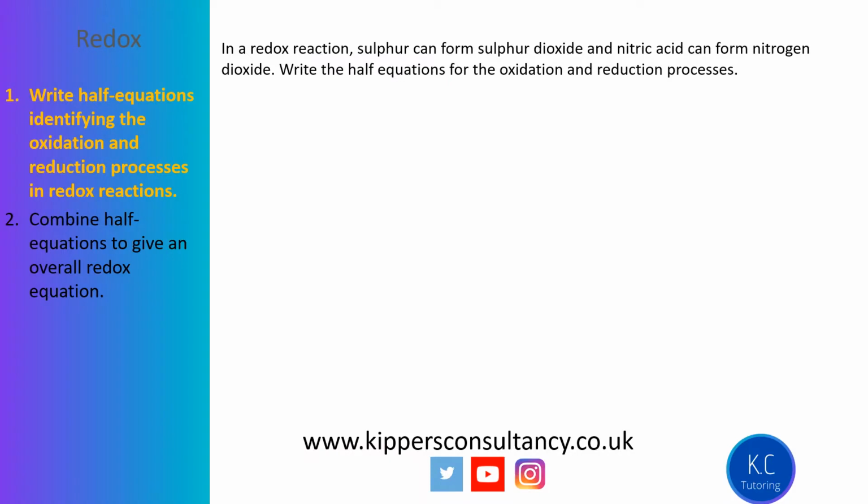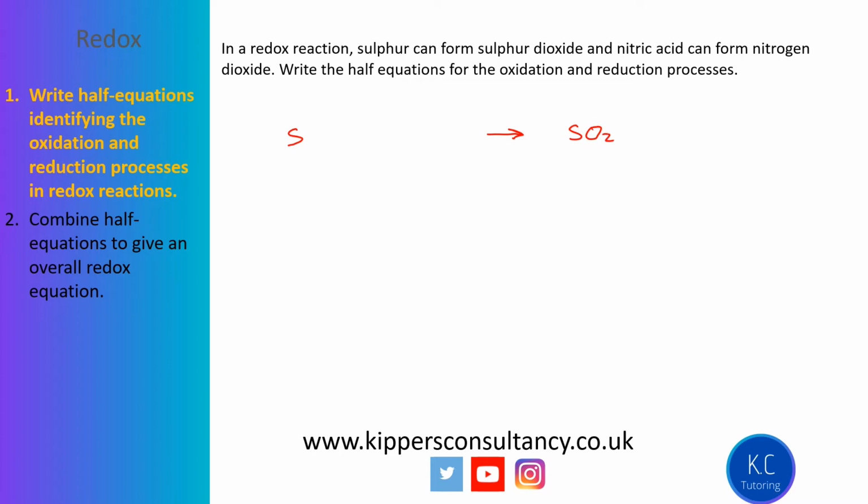Thanks for watching. We're going to start off by writing half equations that identify the oxidation and reduction processes in a redox reaction. Let's take a look at this question. In a redox reaction, sulfur can form sulfur dioxide and nitric acid can form nitrogen dioxide. Write the half equations for the oxidation and reduction processes. Well, first of all, I'm going to write out the sulfur, and we know that that goes to sulfur dioxide. Sulfur dioxide is SO2.